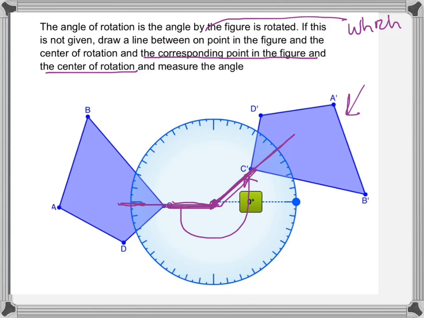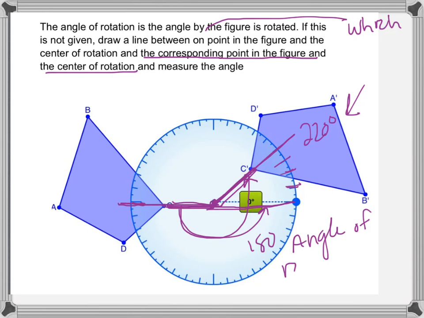So if you look at this little line right here, this would be 180 degrees. And these little tick marks here are tens. So 180, 190, 200, 210. It's about a 220 degree rotation. So the angle of rotation would be 220 degrees.